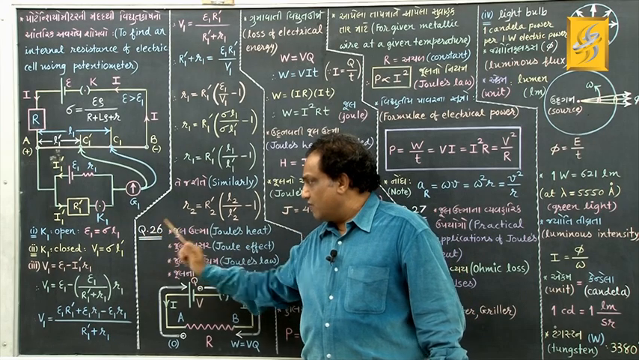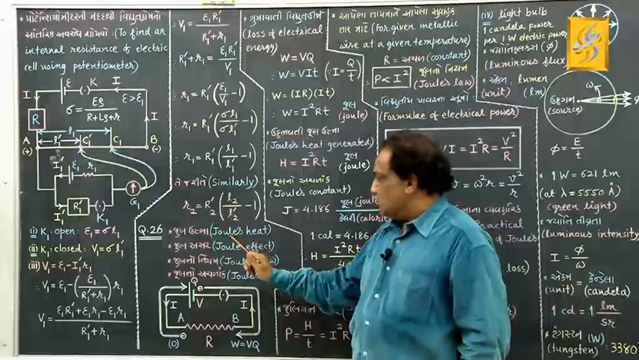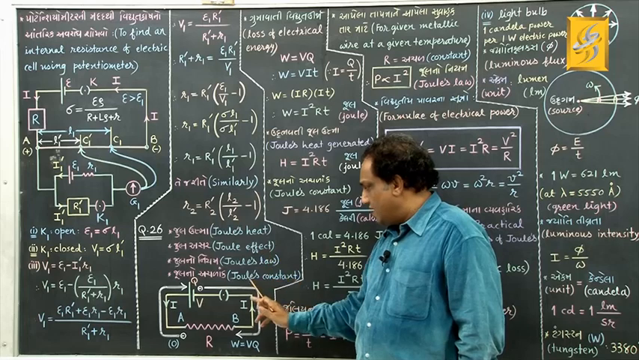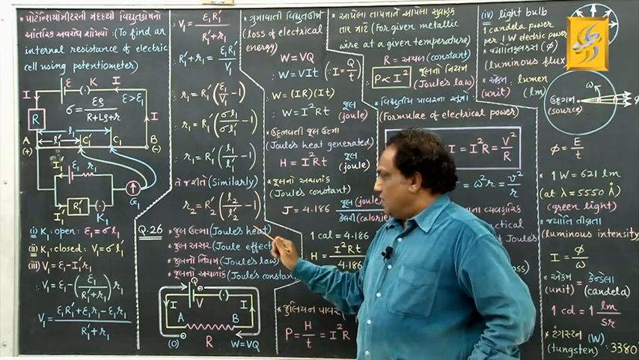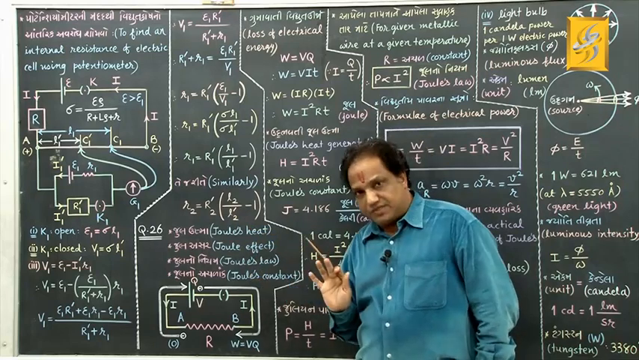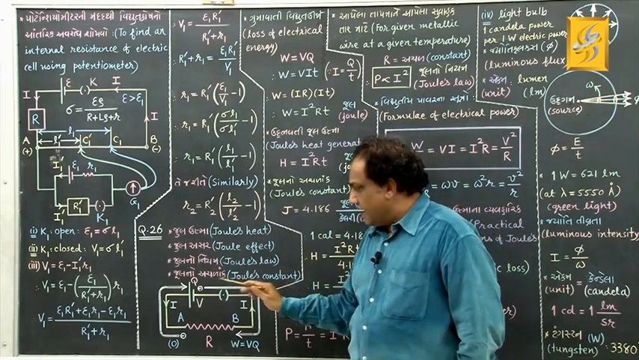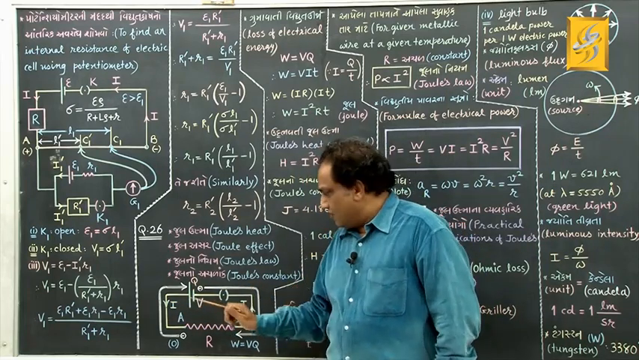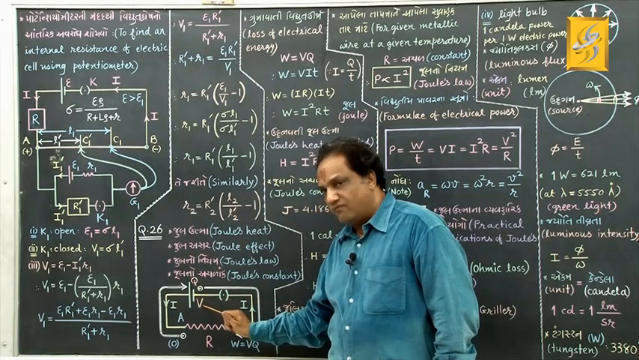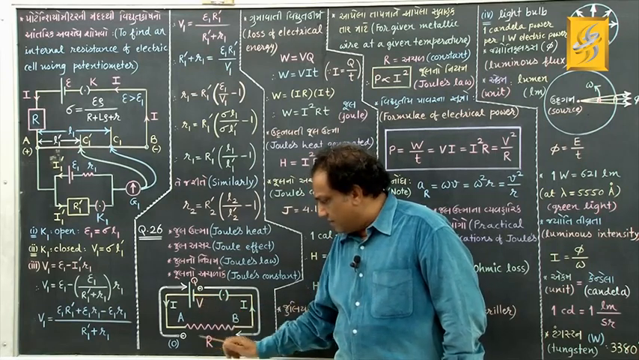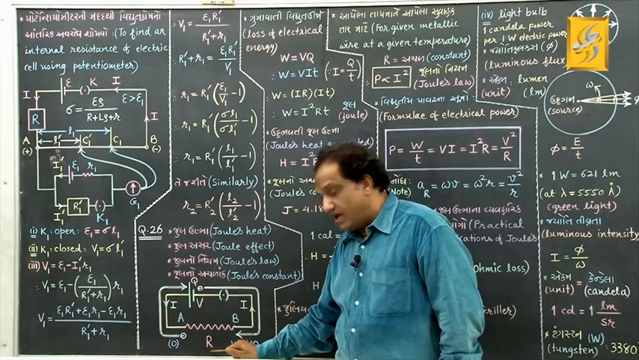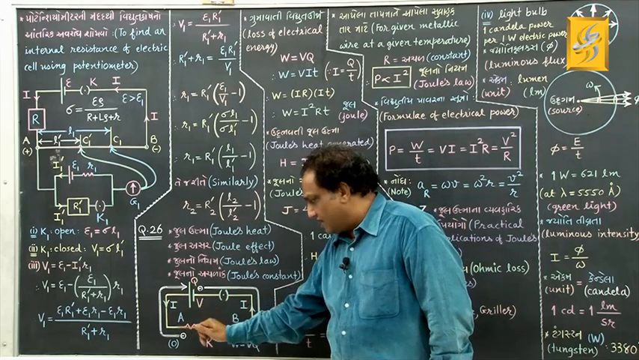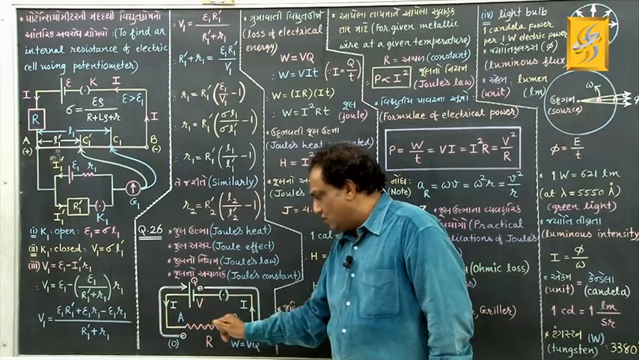We go further. Question number 26 about Joule's heat, Joule effect, Joule's law and Joule's constant. To understand all these terms, please consider a closed circuit shown in the diagram, in which one battery of terminal voltage capital V, one metallic wire of ohmic resistance capital R and one key are connected one after another to form a closed loop.